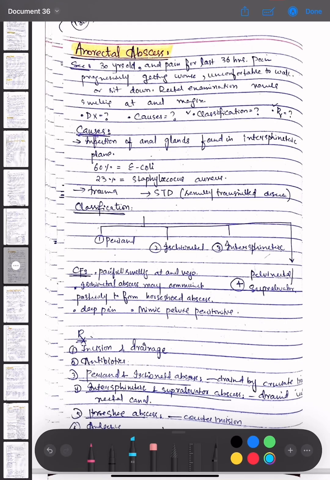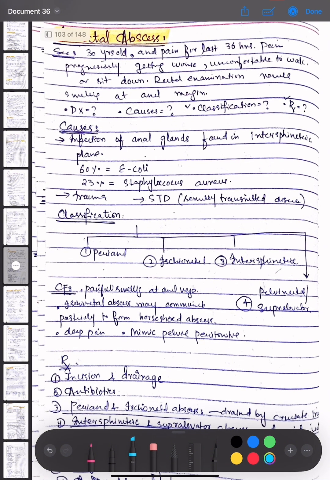Okay, now coming towards anorectal abscess. We have started our systemic surgery and we have started the lower GIT portion. Half of it is discussed already in our first video. The rest of the section we will discuss in this video. So the first topic is anorectal abscess.